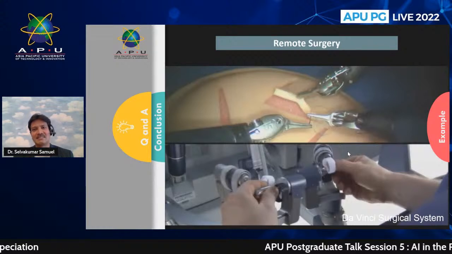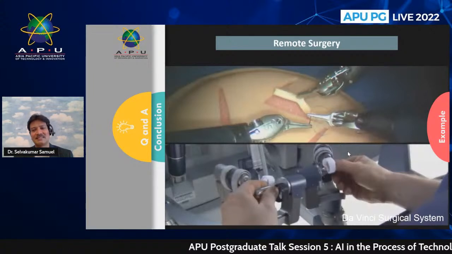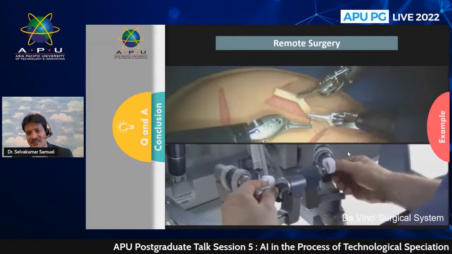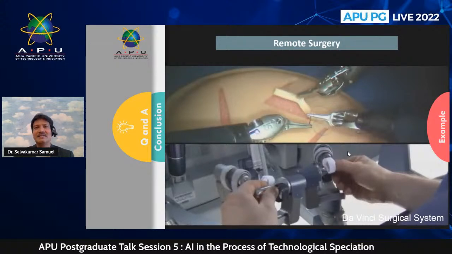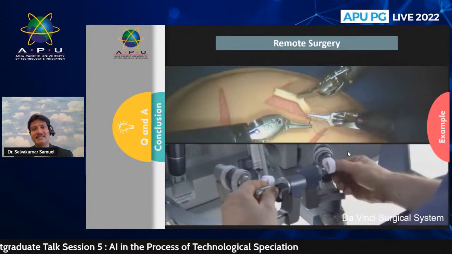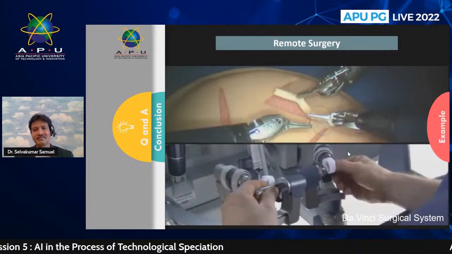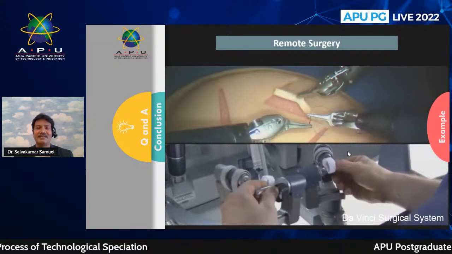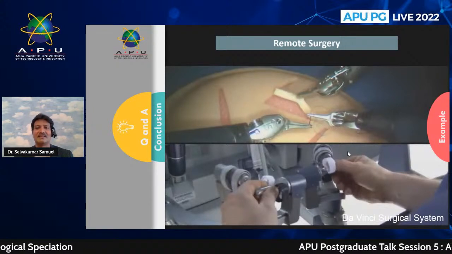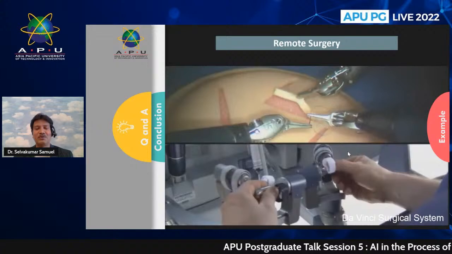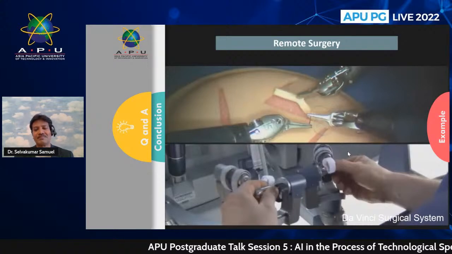With the help of this system, this new species, one of the companies, Da Vinci Surgical System, made this a new species. The doctor is able to perform surgery easily.